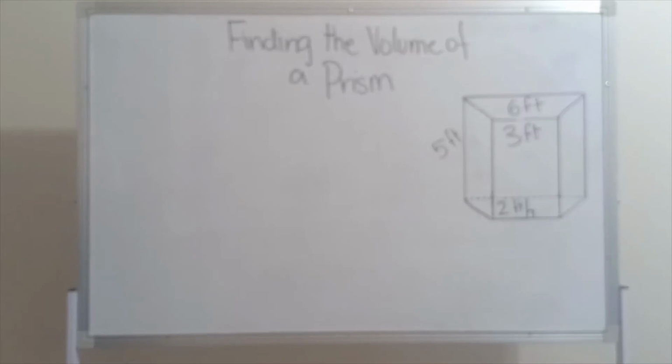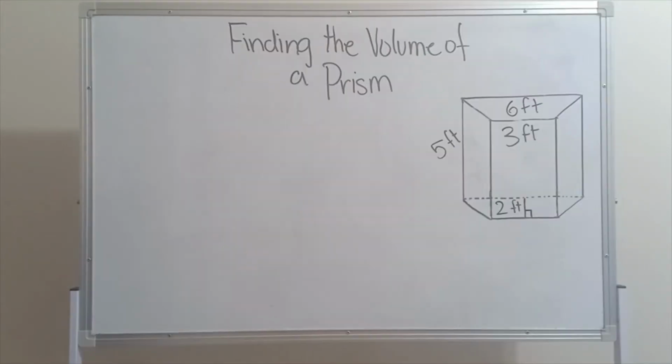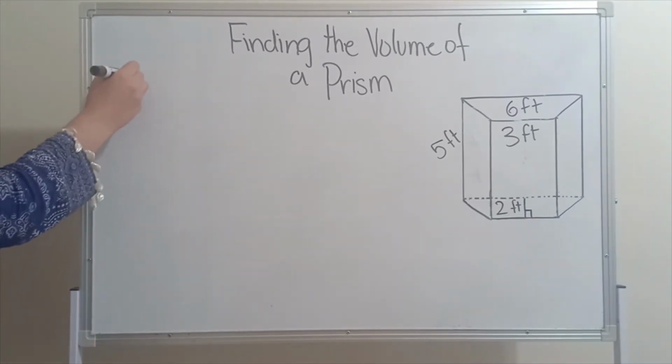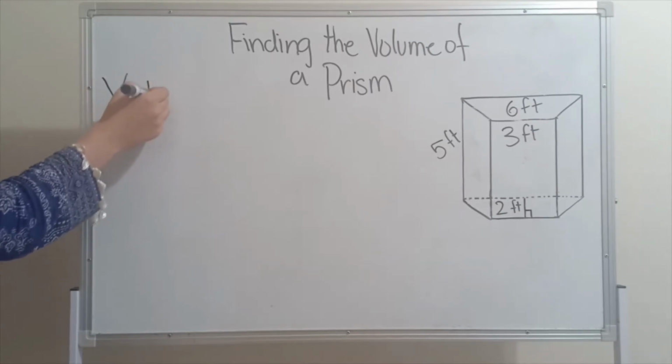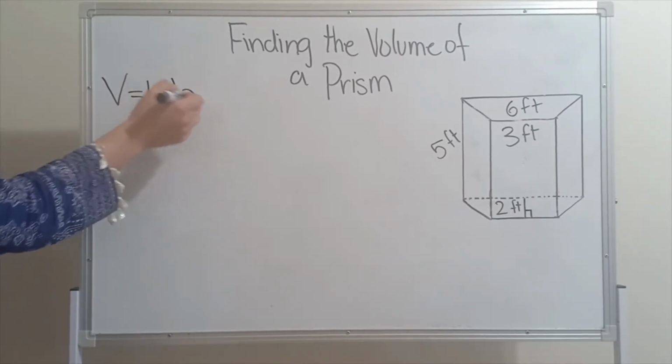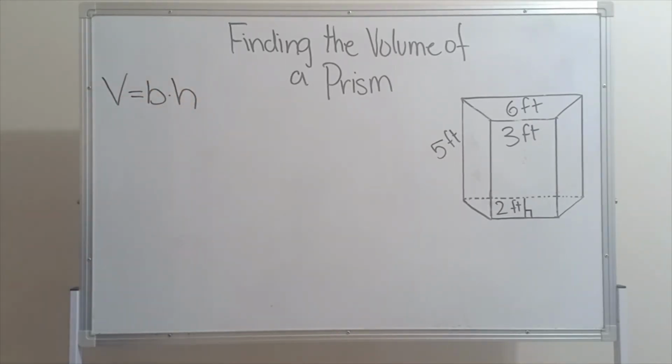So in this video we're going to be finding the volume of a prism. We are going to be learning how we can find the volume of a prism. So first let's write the formula for volume, because that way we will know what steps we need to take to find the volume. The formula for volume is base times height.